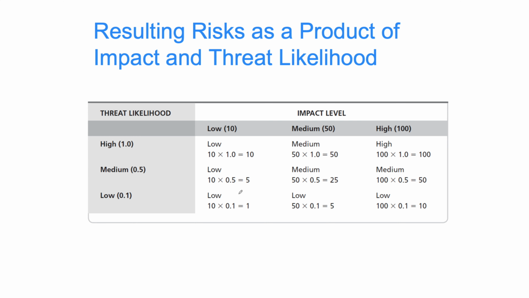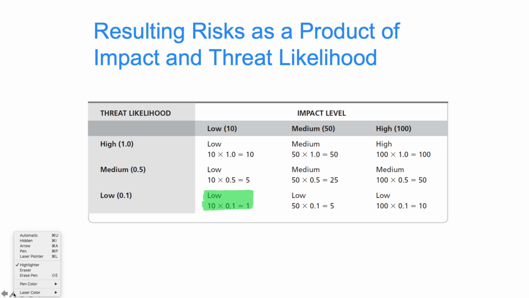So down here would be green, right? So we have low likelihood and low impact. Green things we don't have to worry about that much because it's very unlikely to happen, and even if it does happen, impact is low on our organization.